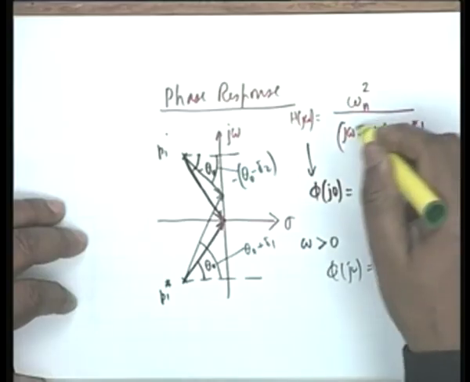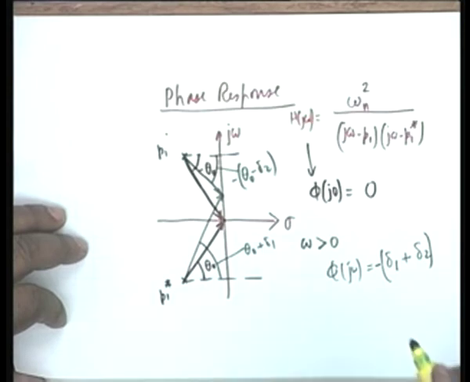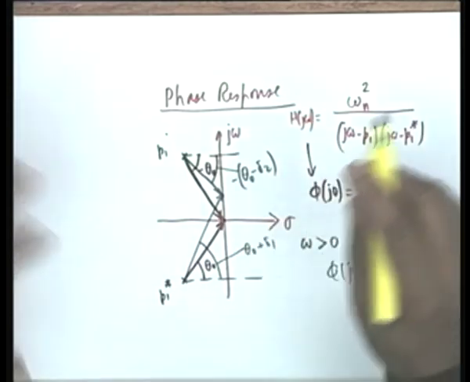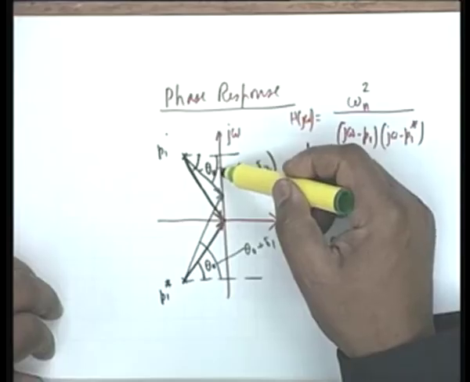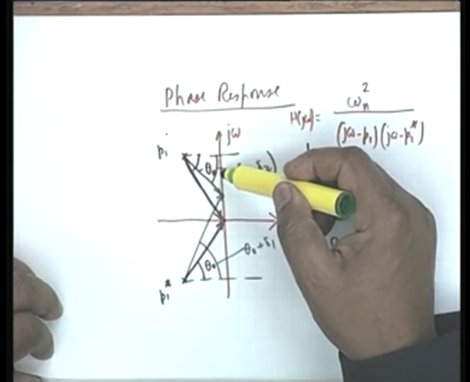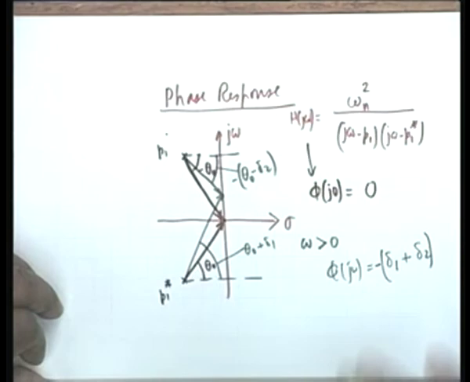Why? Because these angles are in the denominator, you have to take them to the numerator, so the sign is negative. The next point that I have to consider is, at the same time you notice that as soon as we cross the peaking, that is omega m, well, we will come to that later.